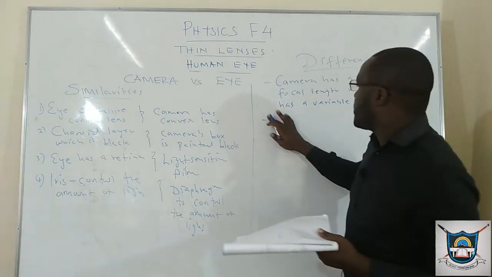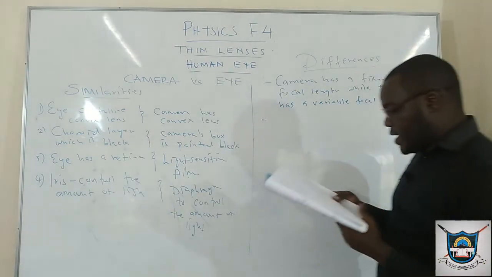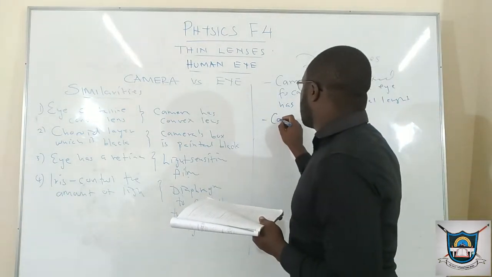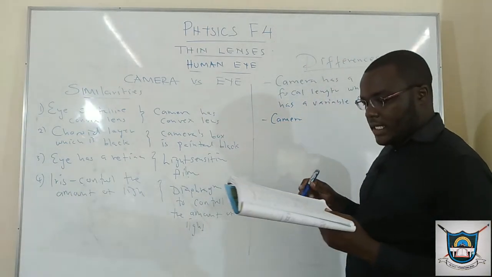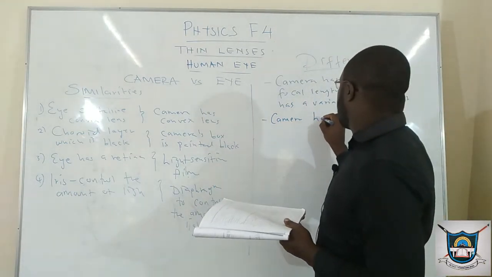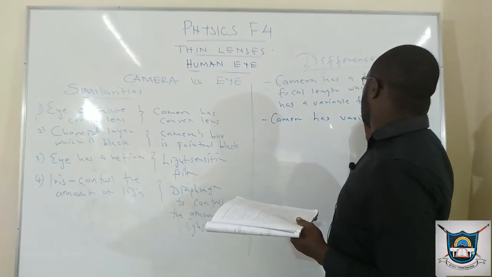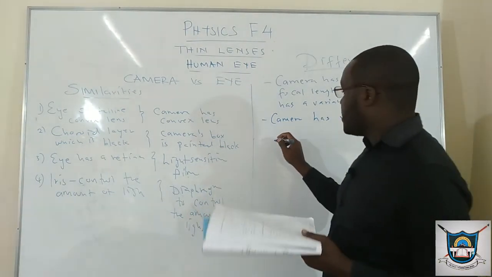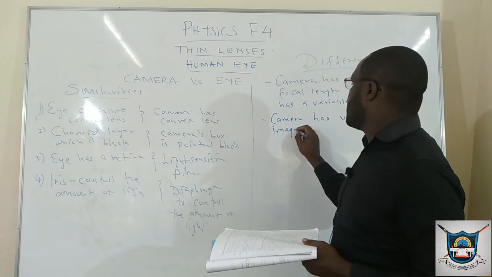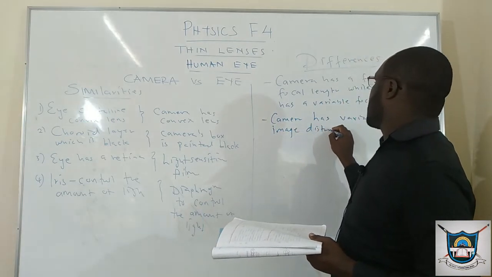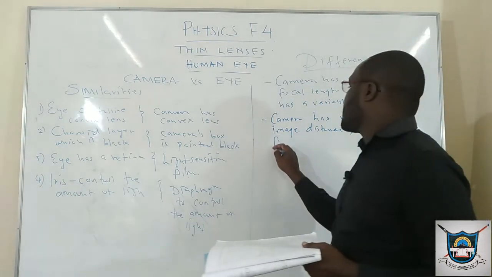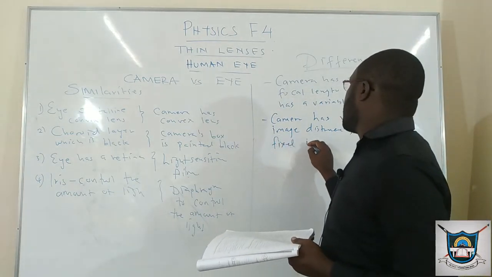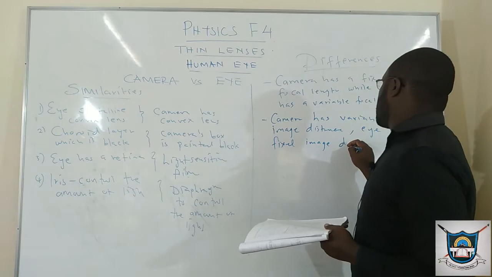Number two, we look at the camera, especially those that can zoom. For example, the phone camera that is able to zoom has a variable image distance, while the eye has a fixed image distance.